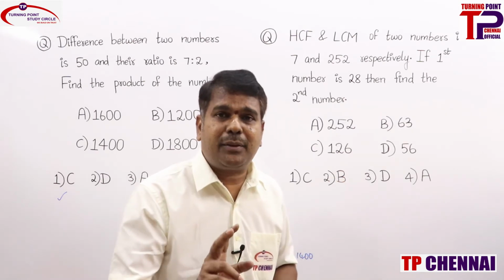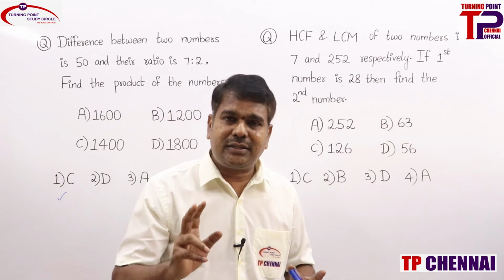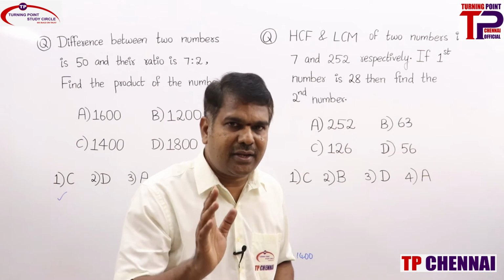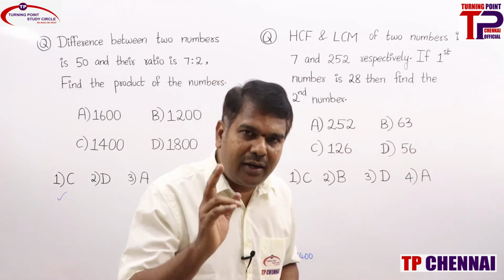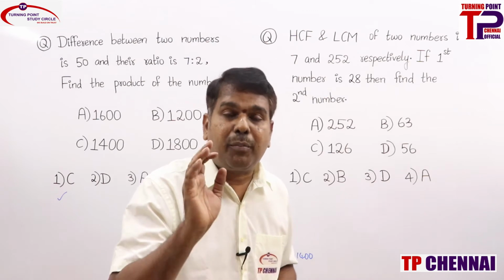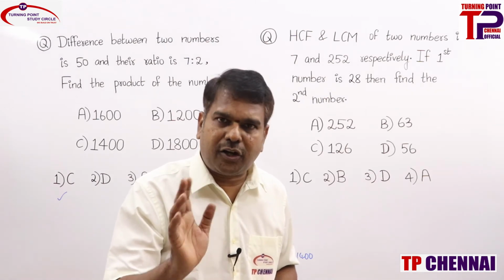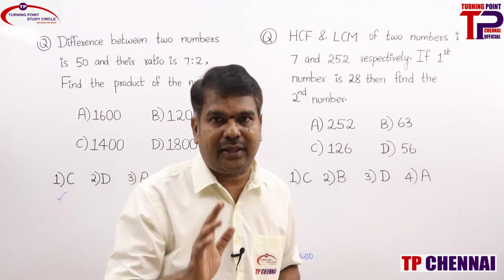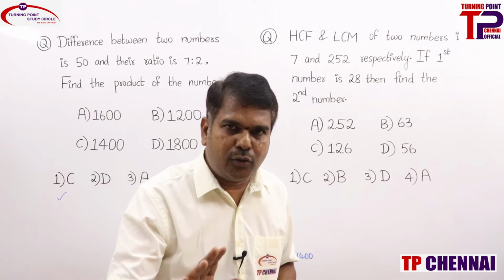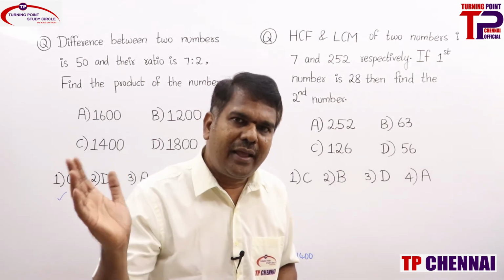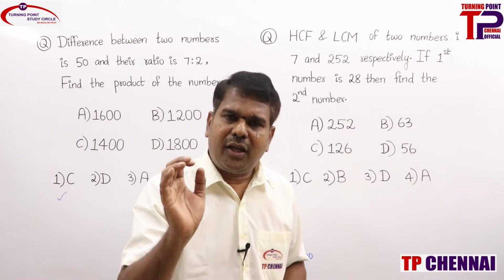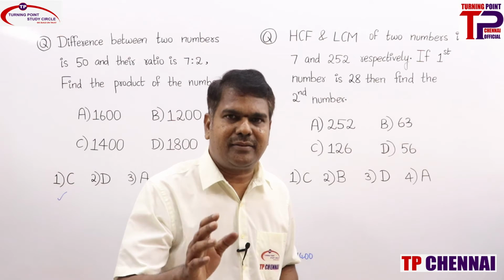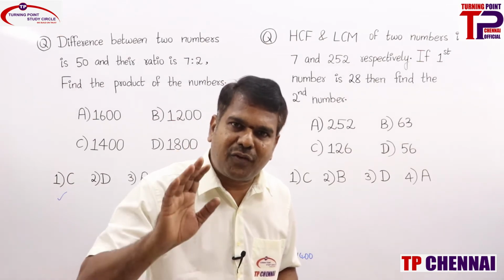So what is the relationship between any two numbers? Remember, based on LCM and HCF, the relationship between two numbers is that the product of any two numbers is equal to the product of their HCF and LCM. Clear? Product of any two numbers is equal to product of their LCM and HCF. That is the formula. If you remember the formula, you can easily solve the problems. Definitely from LCM and HCF, you will be getting questions for sure, ma.